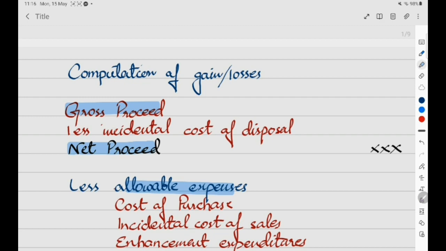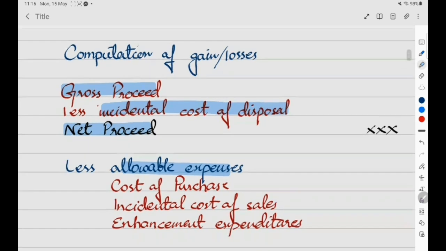Means you have to deduct, you have to minus, the incidental cost of disposal, the cost related to disposal, like if you have paid a commission or advertised for selling that particular asset, this is said to be incidental cost of disposal, marketing cost, commission cost. So gross proceed में से ये less कर दें तो net proceed आ जाएगी.